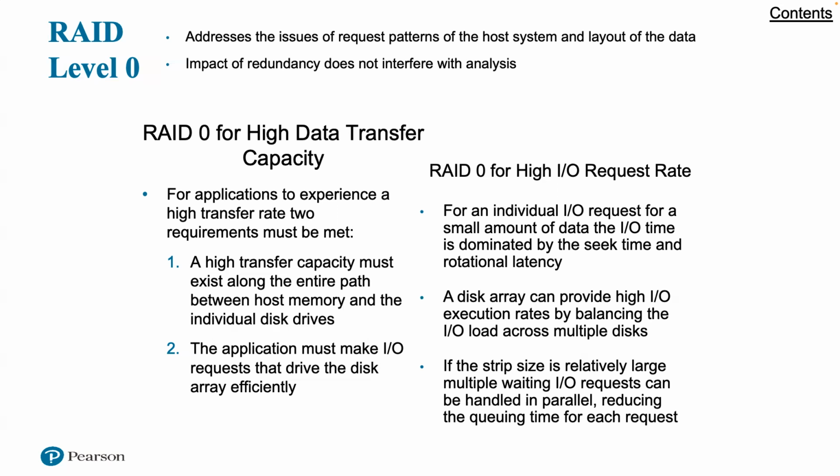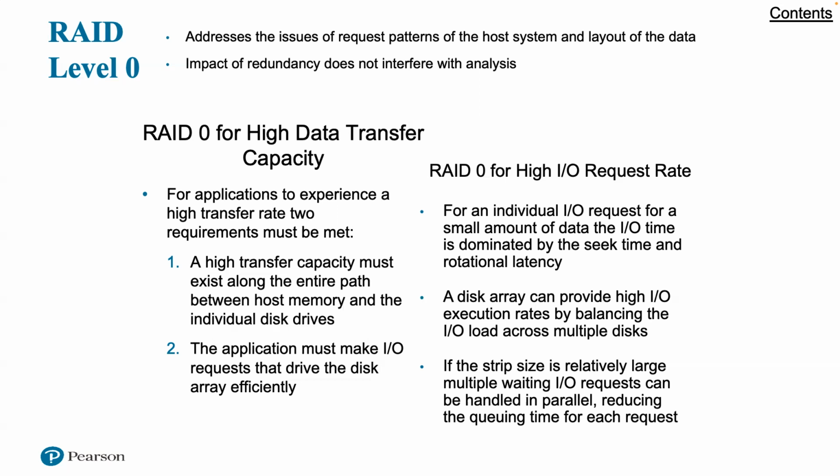In a transaction-oriented environment, the user is typically more concerned with response time than with transfer rate. For an individual I/O request for a small amount of data, the I/O time is dominated by the motion of the disk heads, that is the seek time, and the movement of the disk, that is the rotational latency. In transactional environments, there may be hundreds of I/O requests per second. A disk array can provide high I/O execution rates by balancing the I/O load across multiple disks.